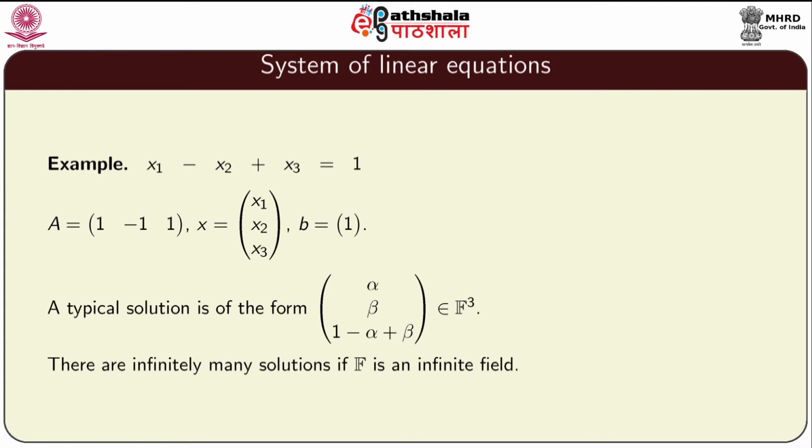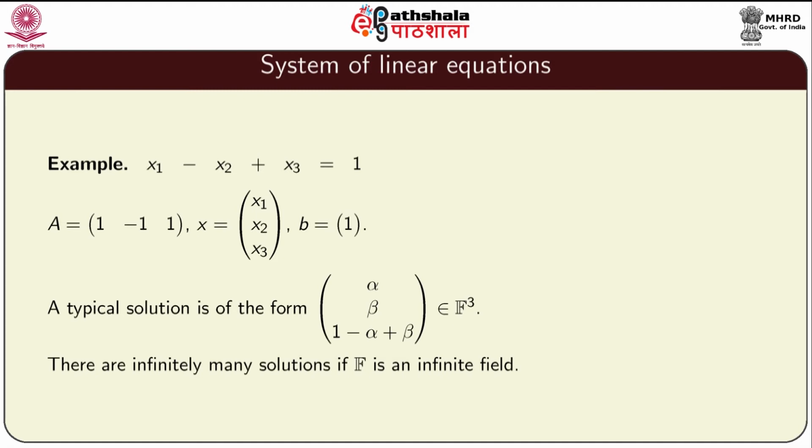So, a typical solution again would lie in F to the power 3, and if you solve it, it is very easy to see that if you allow x1 and x2 to vary freely, call them alpha, beta, then your x3 is automatically determined and it is 1 minus alpha plus beta. So, a typical solution is of this form. Now, what is noteworthy here is that if your field F is an infinite field, for example, Q, R or C, then you have infinitely many choices for alpha and beta, and therefore, there are infinitely many solutions possible.